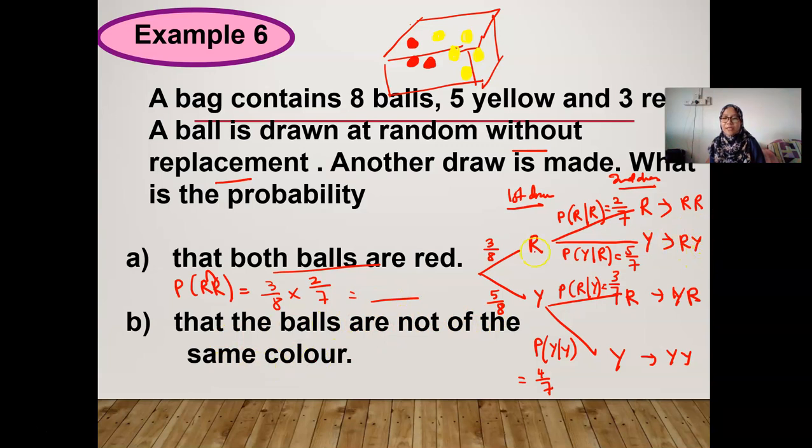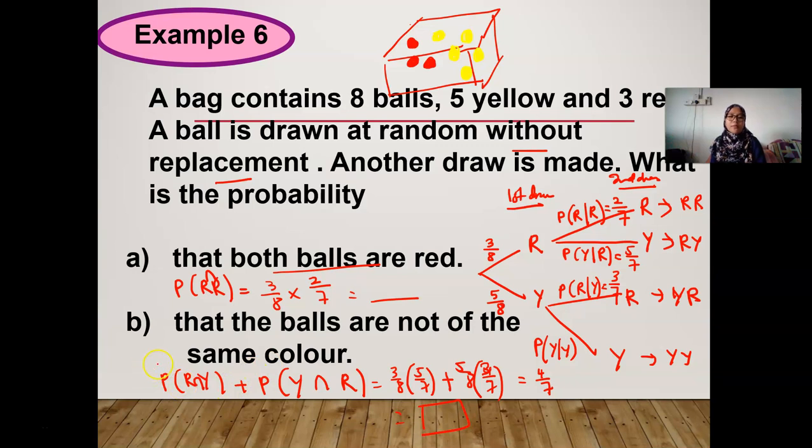So it is either you get red, yellow. Red at the first row and yellow at the second row intersection, plus probability of you get yellow first, second ball is red. So you have to multiply 3/8 multiply with 5/7 plus 5/8 you multiply with 3/7. Then you get the answer.